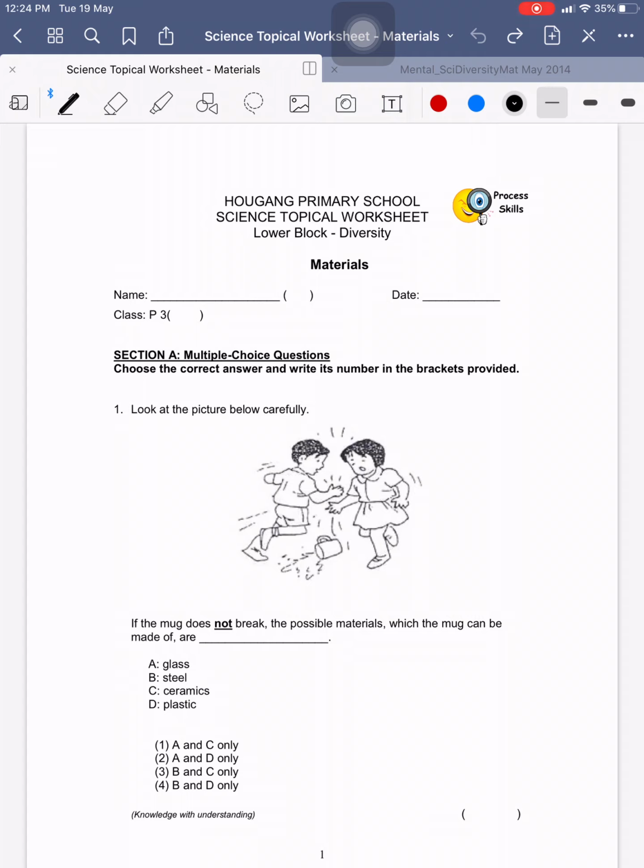Now we're going to go through the answers for this science topical worksheet, lower block diversity, under the topic materials. Okay, so let's go through the MCQ questions. Question number 1. Now look at the picture carefully.